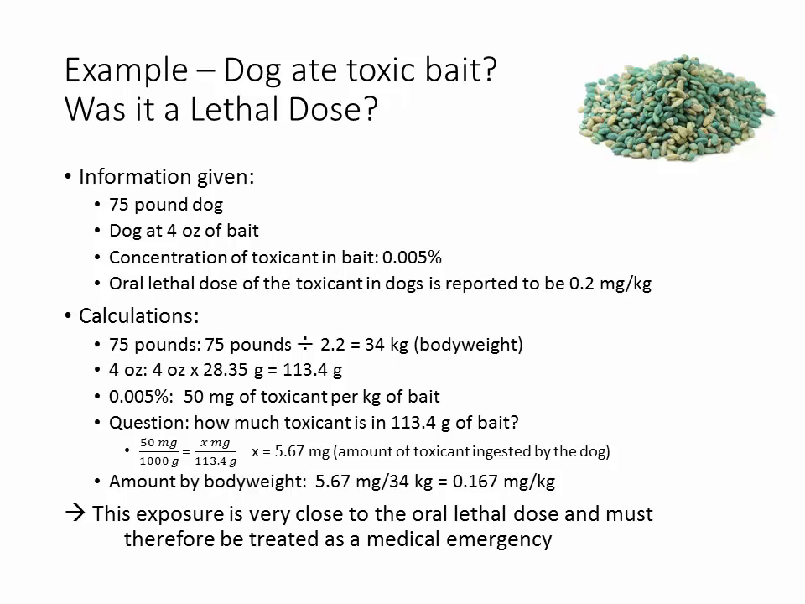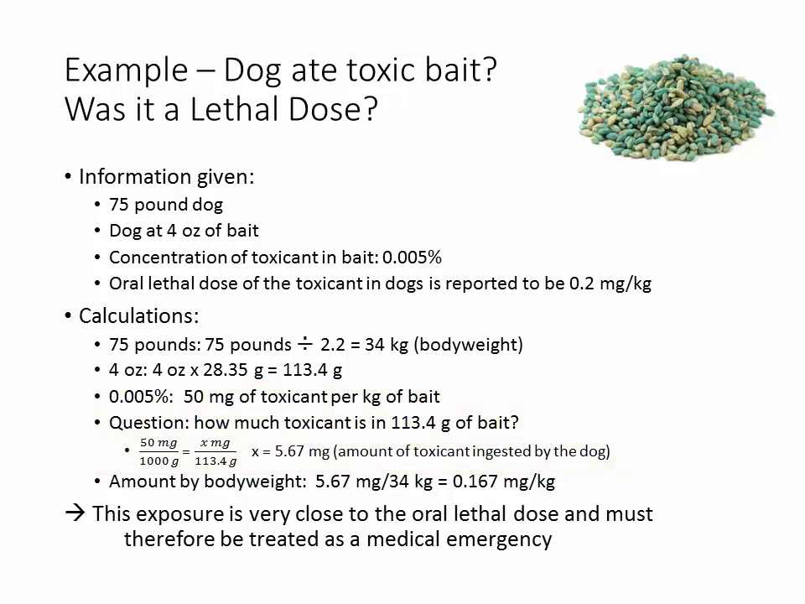The bait contains 0.005% of the toxicant. It is now critical to be able to determine the amount of the toxicant in the 113.4 grams of bait consumed. For this type of calculation, a solid understanding of calculations with percent is necessary. Make sure to familiarize yourself with percent calculations. In this case, 113.4 gram of bait contain 5.67 milligram of toxicant.